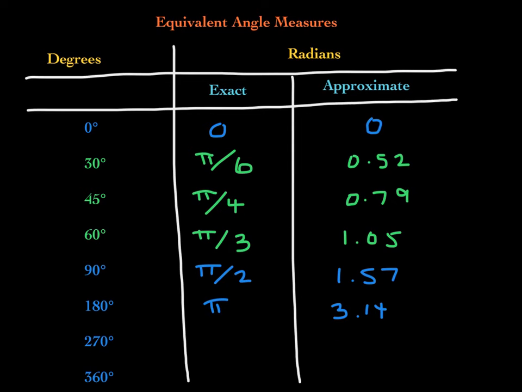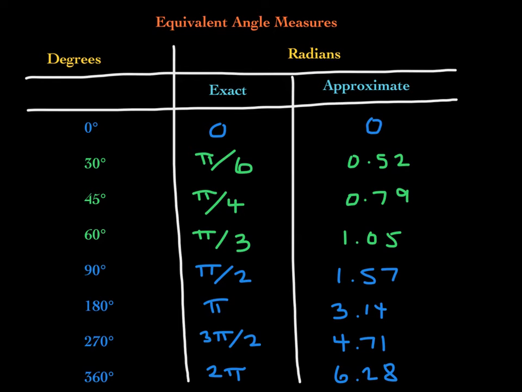Okay, and finally, or 2 more, I guess, 270 degrees is 3 pi over 2, and the decimal approximation there is 4.71 radians. Finally, 360 degrees is exactly equal to 2 pi, right? We talked about that earlier, which is about 6.28 radians. One full rotation is about 6.28 radians. Okay, everybody?